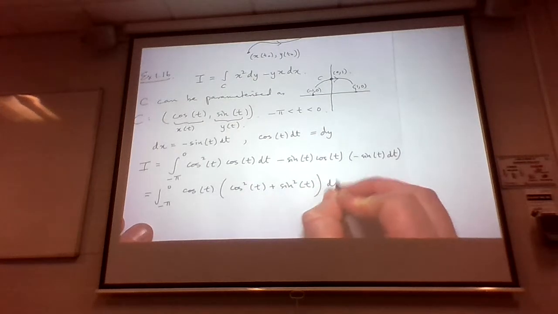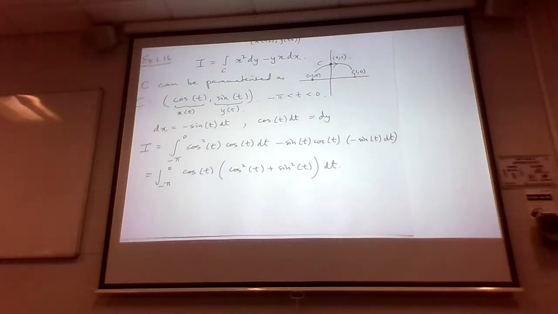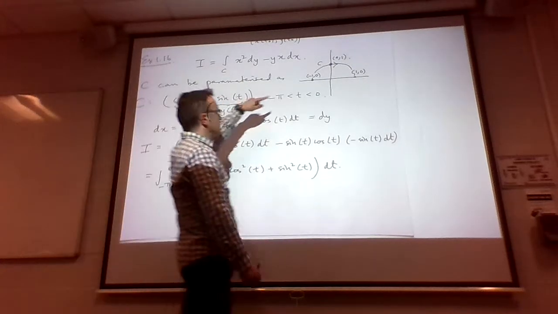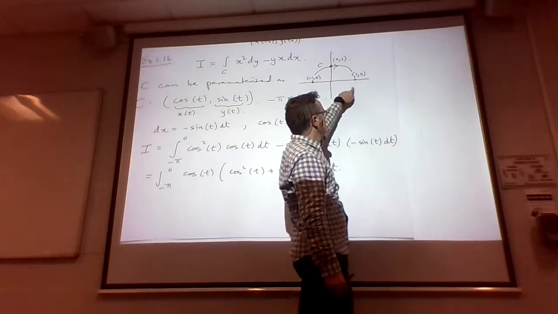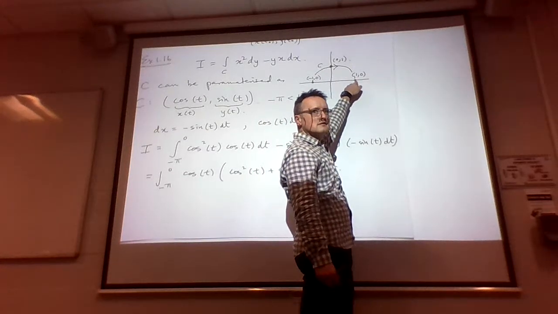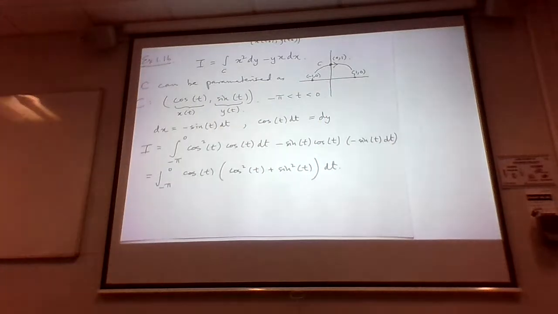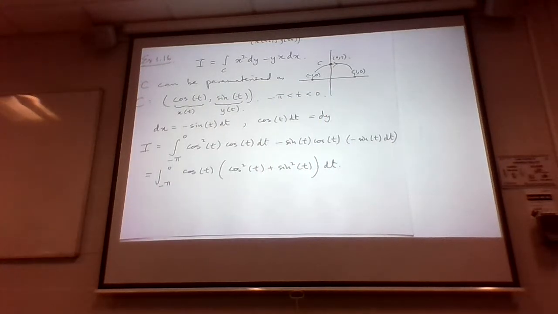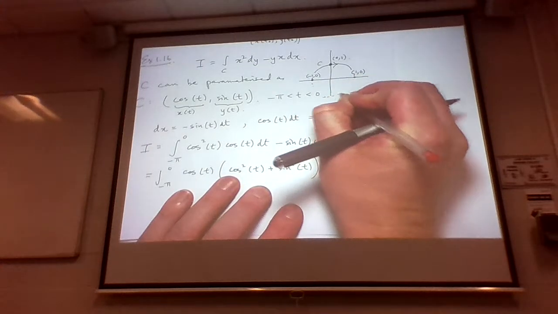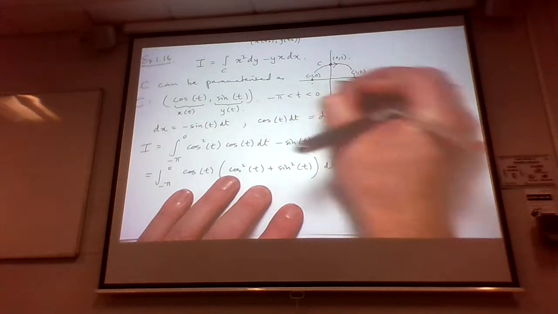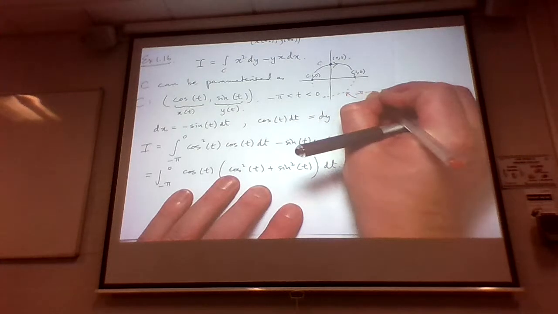Killian? Yes? In the notes, t goes from pi to 0 as opposed to minus pi. Yeah, of course, that's right. Sorry. If I did minus pi to 0, I'd be going that way, wouldn't I? Excuse me. So the curve I'm actually... Because if I'm going... So this one is actually t going from minus pi to 0.